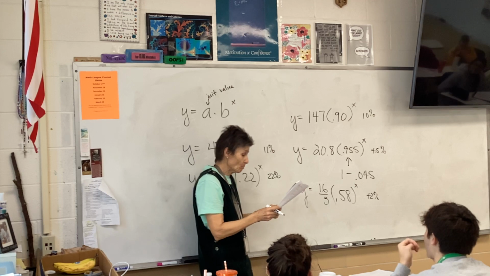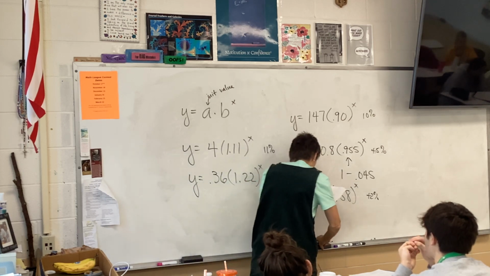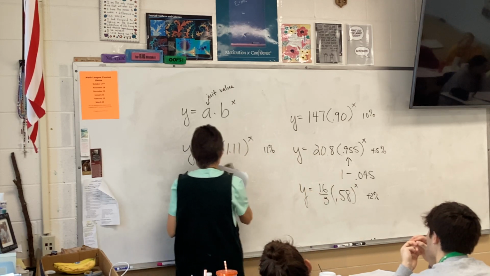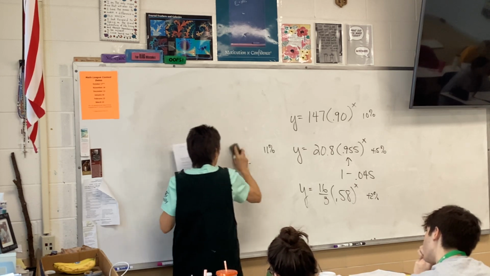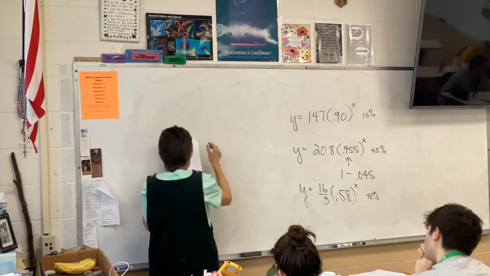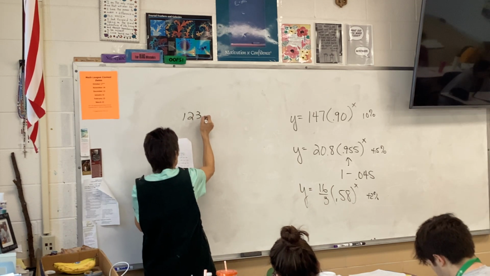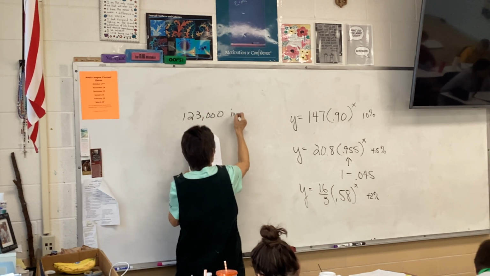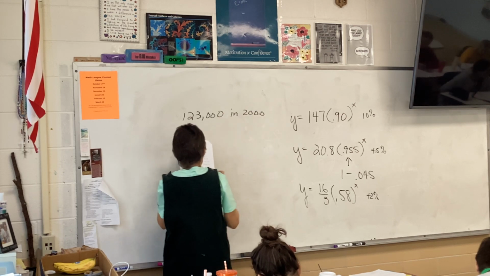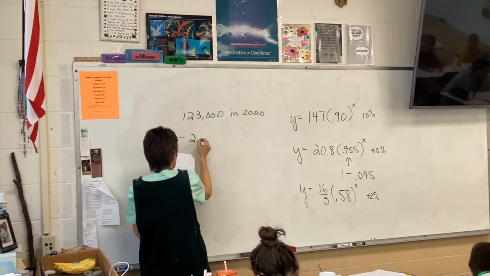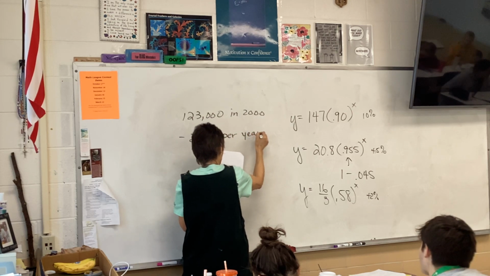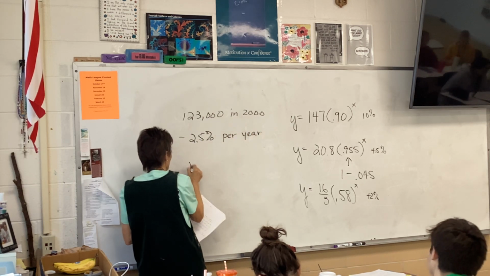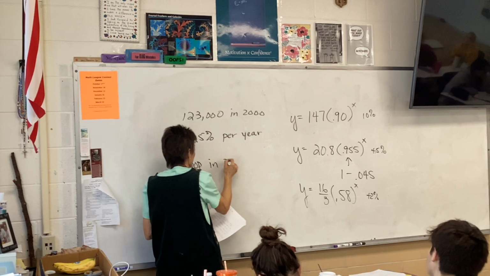All right, let's look at some word problems then. The population of Calcville, we're going to need a calculator. These are going to be calculator problems. The population of Calcville started out as 123,000 in the year 2000. It decreases 2.5% per year. And I want to know the population in 2010.